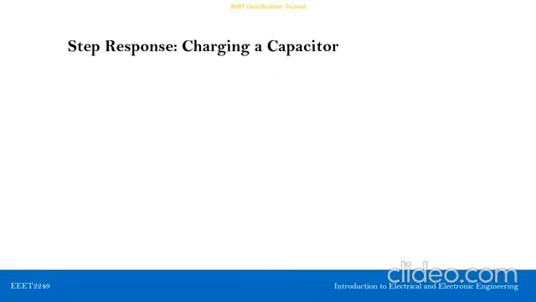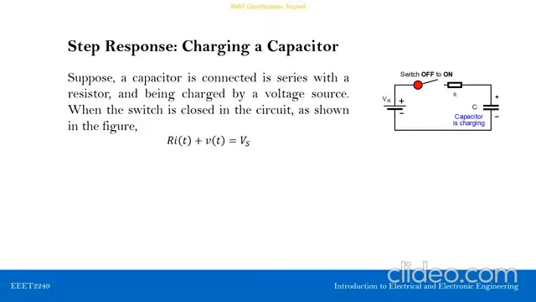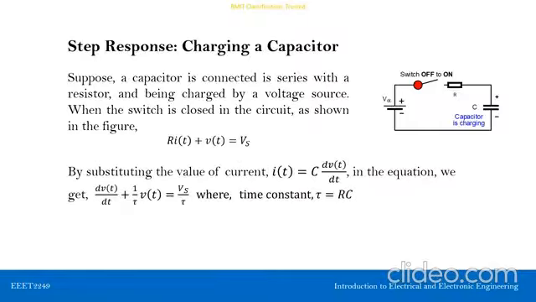Now we will explain the step response of an RC circuit. During the step response, a capacitor will be charging. Suppose a capacitor is connected in series with a resistor and being charged by a voltage source. When the switch is closed in the circuit, as shown in the figure, we will get the equation R i(t) + V(t) = Vs. Vs is the voltage source in this case, which is connected to the resistance and capacitor.